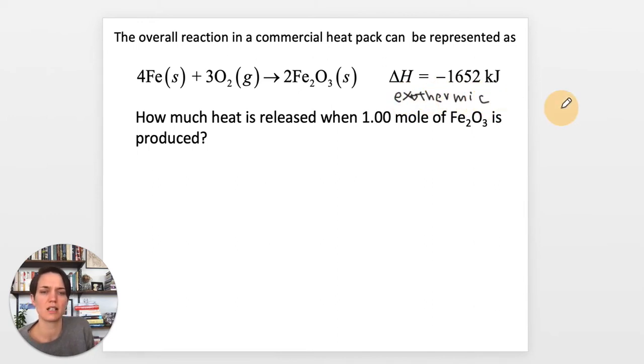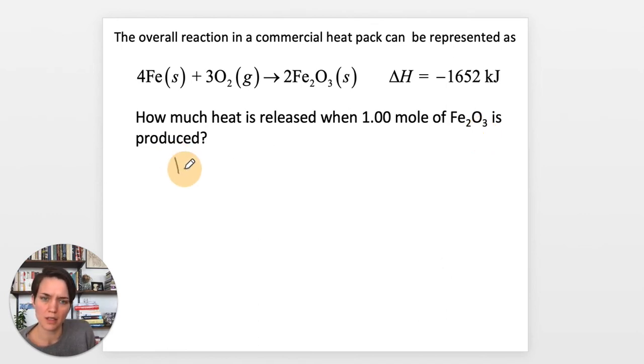This reaction here is the same as what happens in those hot packs that you get for hiking and whatnot. So now we have this question of what happens when 1 mole of iron oxide is produced. Okay, so this value here is specific to the production of 2 moles of iron oxide. So now we need to figure out what would happen if we just had 1 mole.